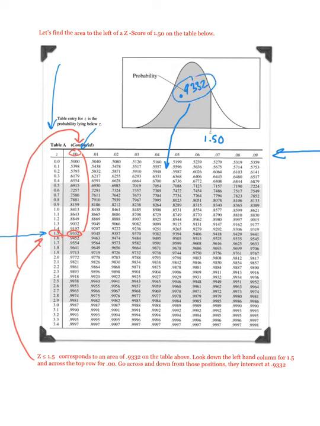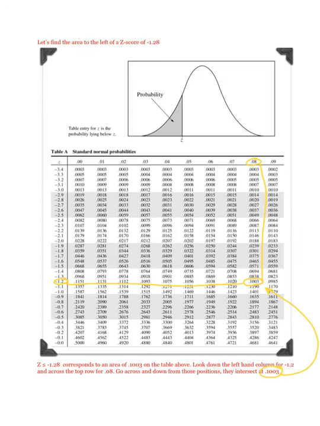And we usually round these percentages to 4 decimal places. But this is the same as 93.32%, because we'd move the decimal 2 places. But most of the time we will write your answer in this format.